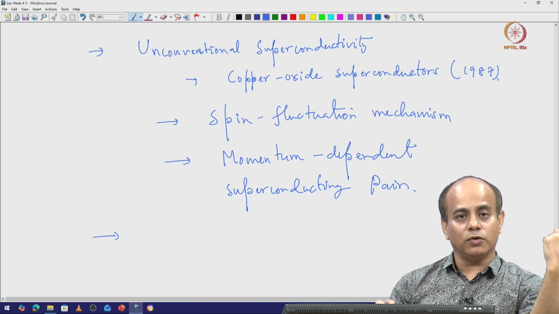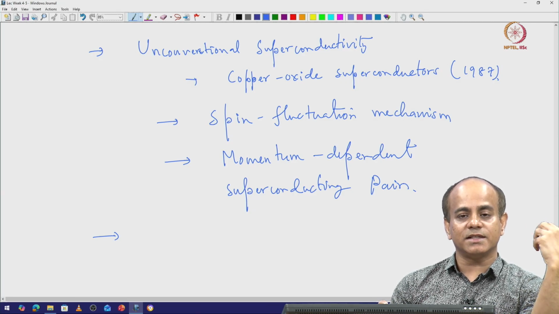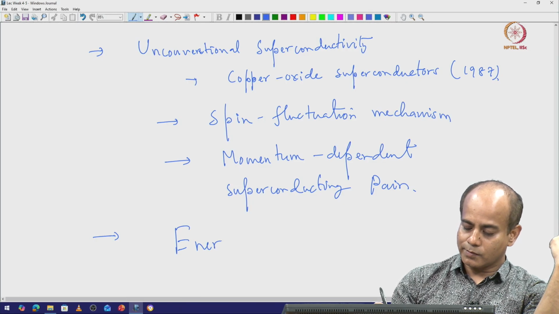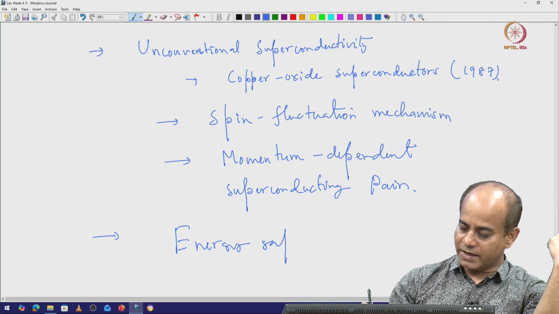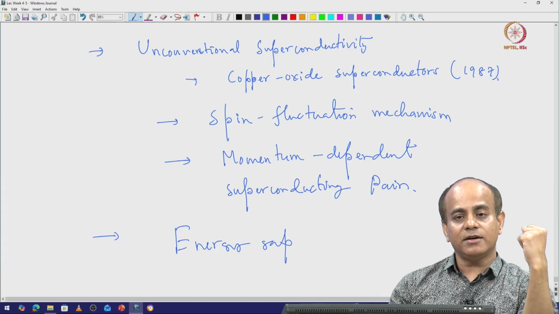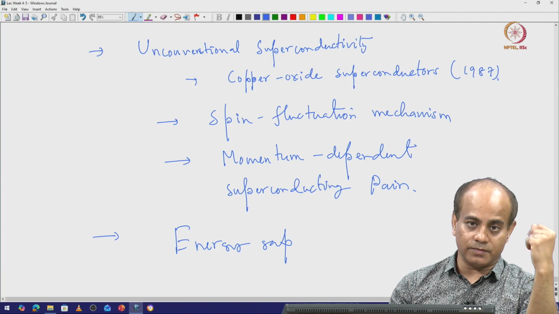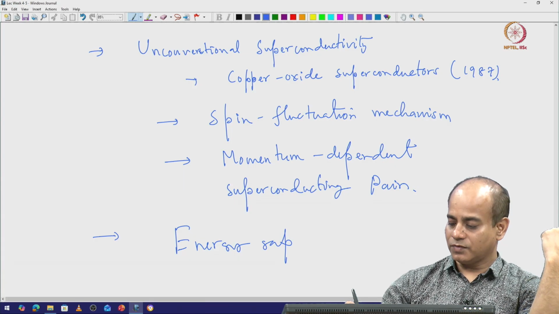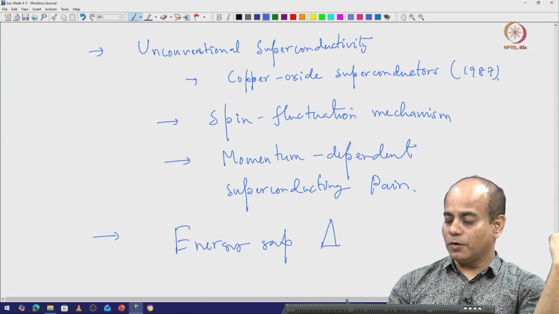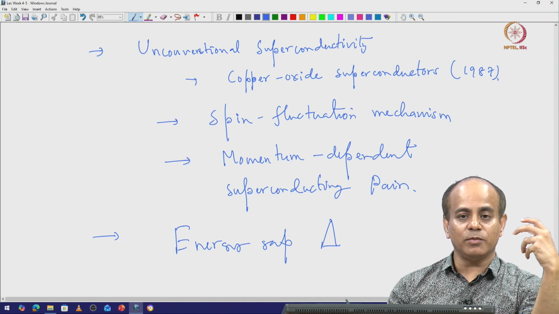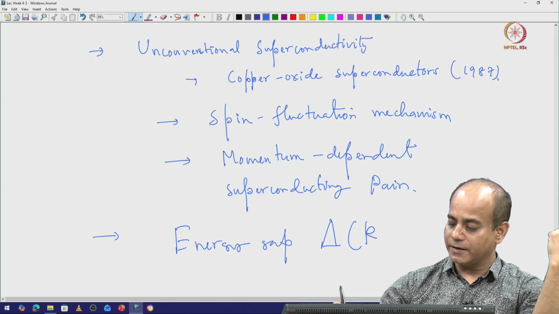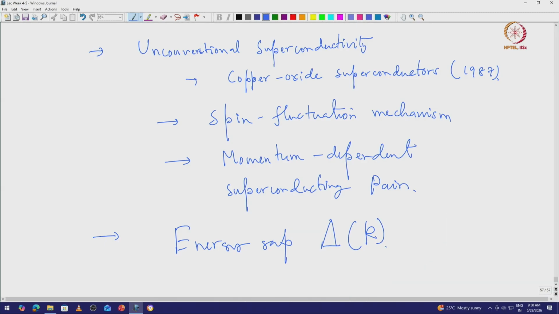And one more thing I forgot to say about both conventional and unconventional superconductivity is that there is an energy gap that develops between the superconducting ground state and the excited state or the metallic state, and that gap is called delta. So, for conventional pairing this delta will be momentum independent, and for unconventional this will be k dependent. Okay.